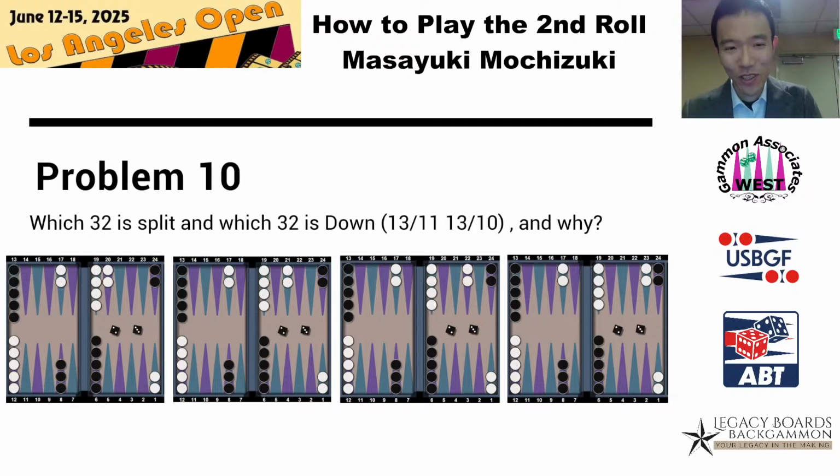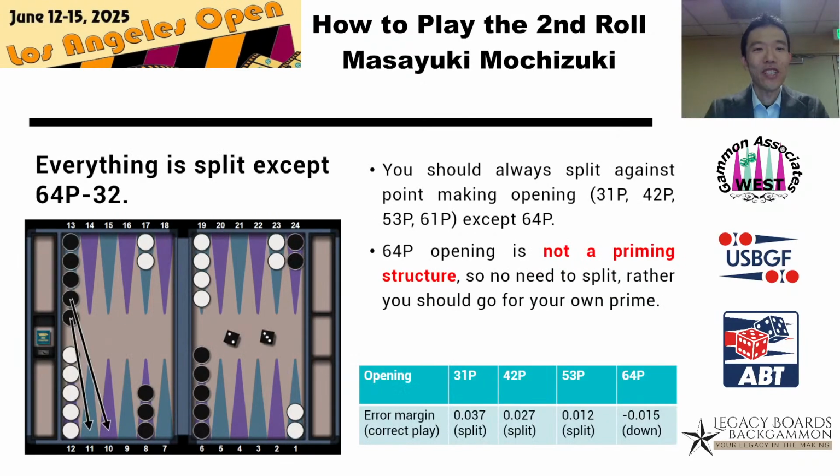Yeah, it's probably too easy. But everything is split except 6-4, making the deuce point, and 3-2. You should always split against point making, like 3-1, 4-2, 5-3, 6-1, because you don't want to be primed. However, after 6-4, it's not a priming play, so you will not be afraid of being primed. So you have much less incentive to split. Right. So you should go 2 down and go for your own prime.